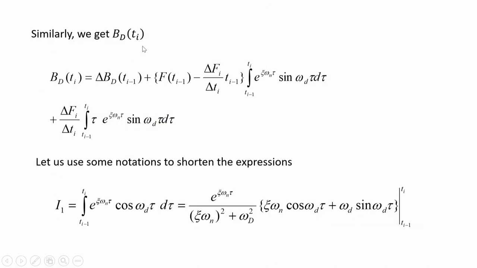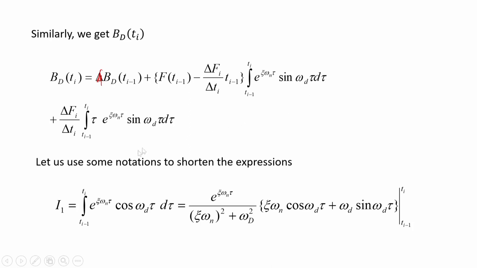Similarly, we can get b d t i. b d t i is equal to b d t i minus 1 plus f t i minus 1 minus del f i by del t i into t i minus 1, integration t i minus 1 to t i e to the power xi omega n tau into sin omega d tau d tau, plus del f i by del t i integration t i minus 1 to t i tau e to the power xi omega n tau sin omega d tau d tau. Let us use some notations to shorten the expressions.